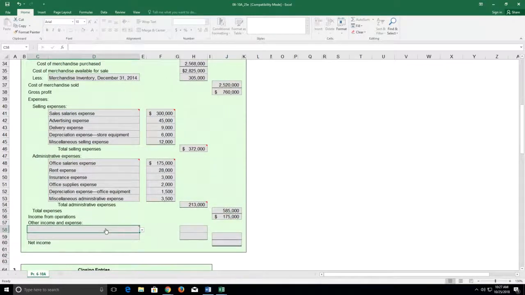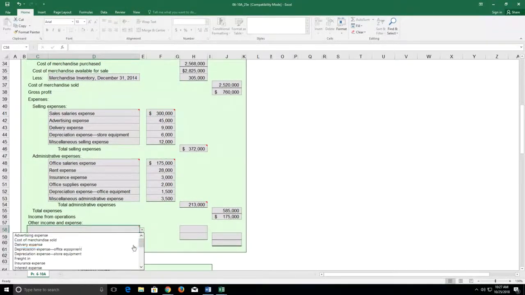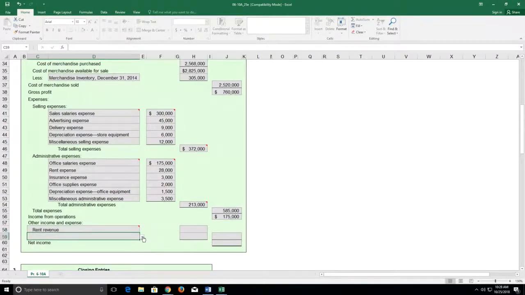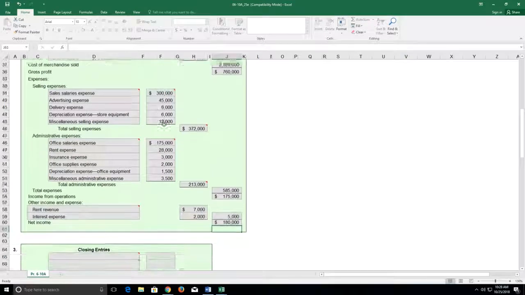So then we have a couple of things here. We have some rent revenue and some interest expense. So our rent revenue is 7,000, and our interest expense is 2,000. We offset that for a $5,000 increase. So 180,000 is our net income.